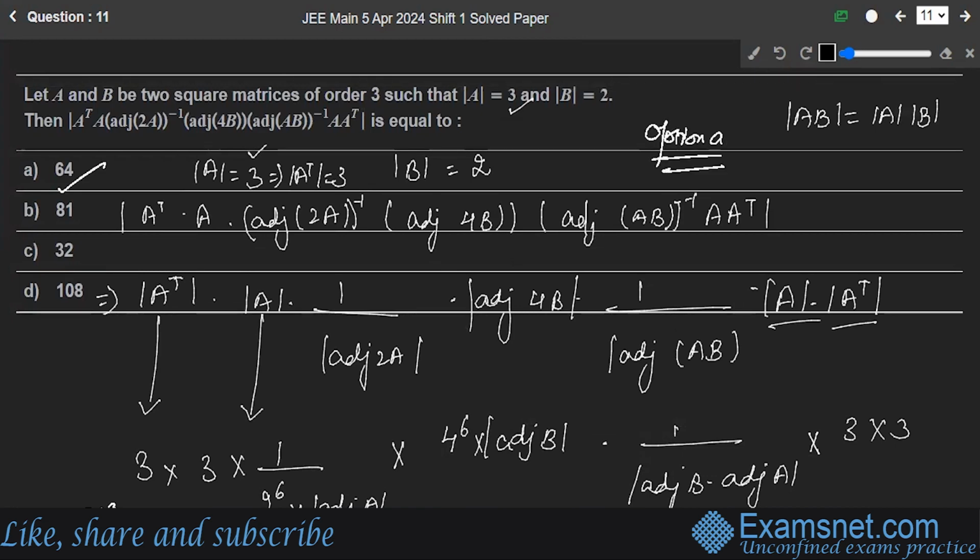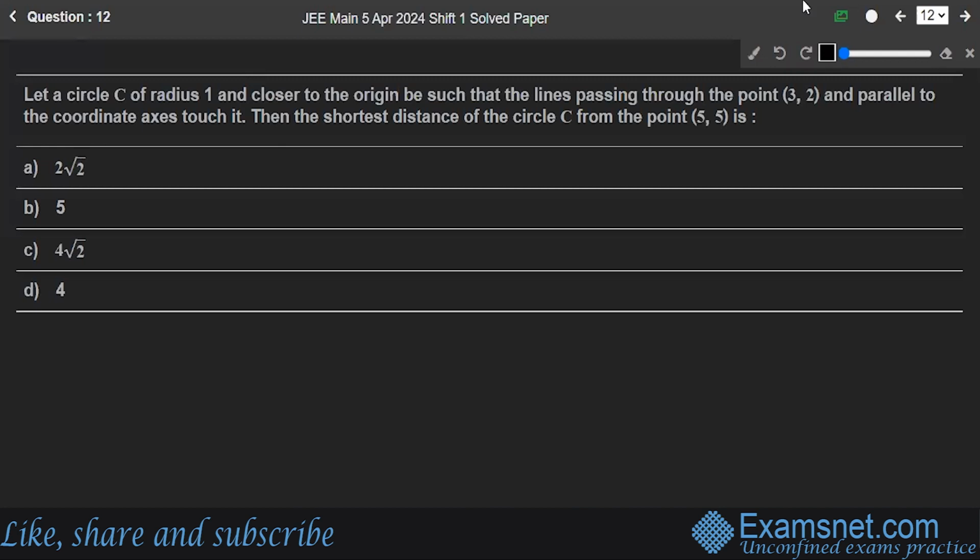Hope you got that. Let's move to the next question. Question number 12: let a circle C of radius 1 closer to the origin be such that the line passing through this point and parallel to the coordinate axis touch it. Then the shortest distance of the circle C from the point 5, 5 is, let's say this is your circle.